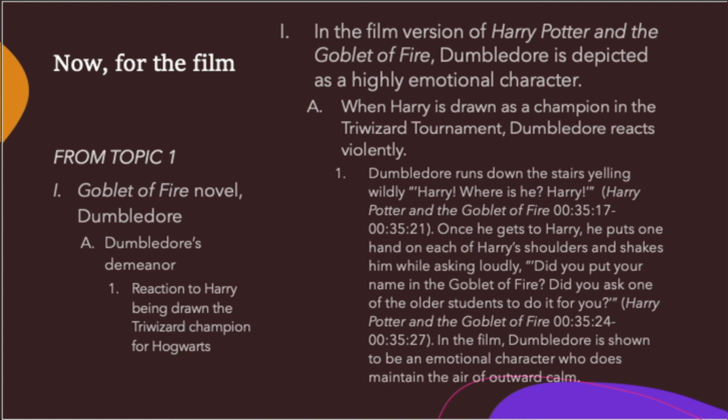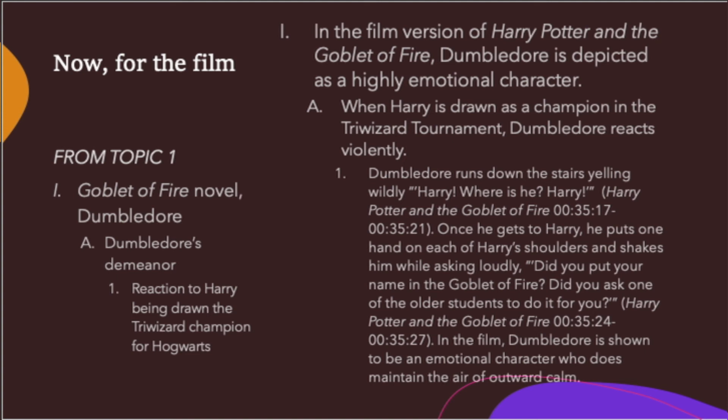And then we see specific information down here. We see Dumbledore runs down the stairs yelling wildly, "Harry, where is he, Harry?" And then we have our timestamp, okay? Once he gets to Harry, he puts one hand on each of Harry's shoulders and shakes him while asking loudly, "Did you put your name in the Goblet of Fire? Did you ask one of the older students to do it for you?"